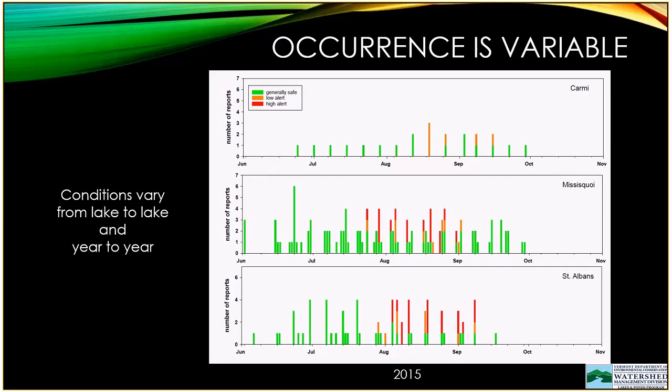The top graph is Lake Carmi, and you can see there that low alert conditions occurred a few times over the summer in 2015 on Lake Carmi. On Missisquoi Bay, which is on Lake Champlain, the middle graph, you can see that alert level conditions started in mid-July and were present consistently through early September. St. Albans Bay, also on Lake Champlain, alert level conditions started appearing in late July and continued into mid-September. So conditions do change even on the same lake from year to year and from place to place. So it's something to be aware of.